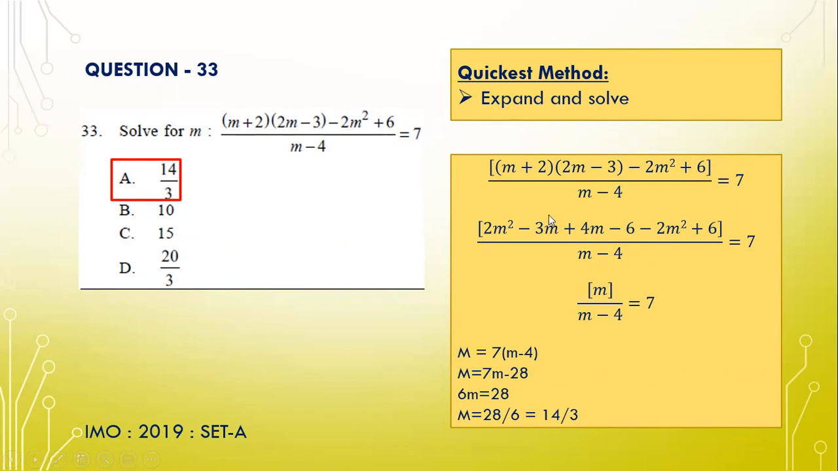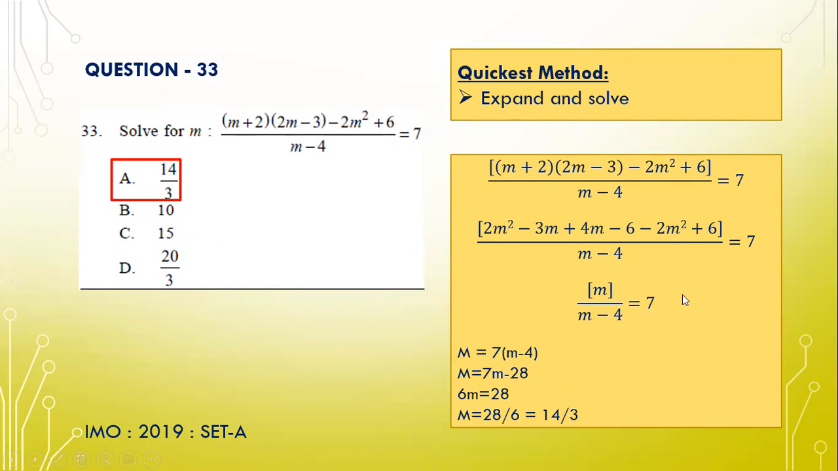And then minus 3m plus 4m is m, and minus 6 and plus 6, they will get cancelled. So only m will remain at the top, because 2m square minus 2m square will get cancelled. Minus 6 plus 6 will get cancelled. Minus 3m plus 4m is m. So m upon m minus 4 is 7.